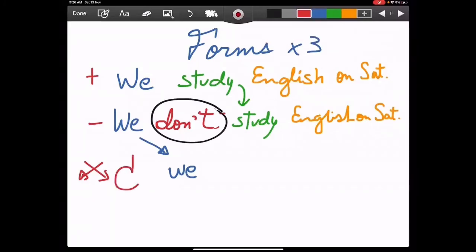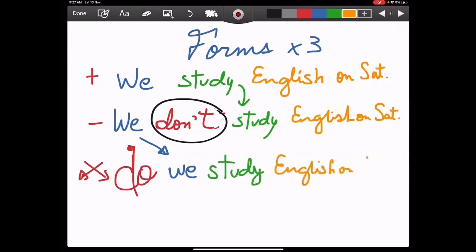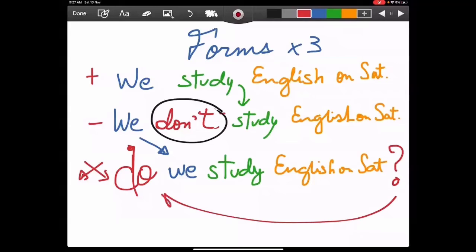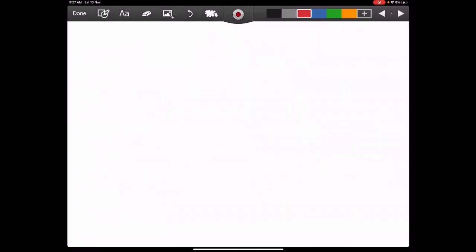But the opening of the question, as we have in Spanish, and we know it's impossible to have it in English, but we can make a little arrangement. We have the word do. The auxiliary of the question is do. Do we study English on Saturday? And we close the question with the question mark. Remember, the opening of the question for all these plural subjects, we, you, and they, etc., we will always use do.